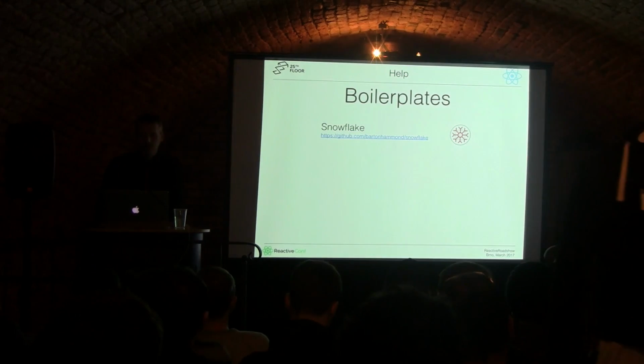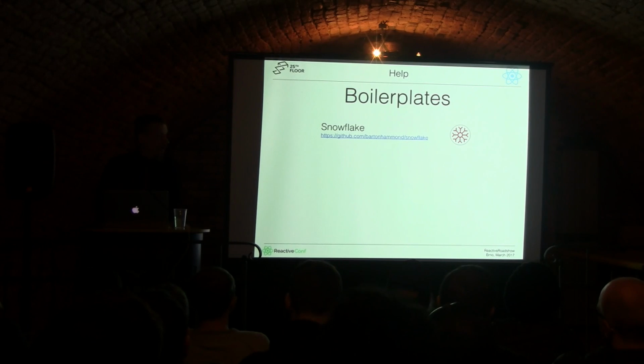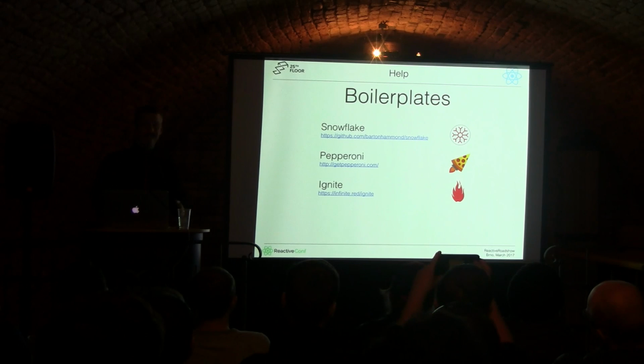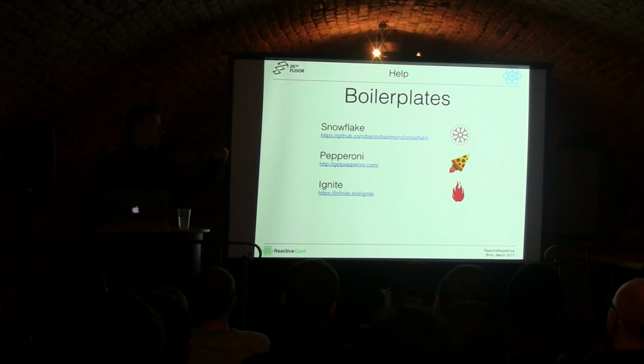So, a couple of boilerplates. There is Snowflake. It's a starter app boilerplate. It comes with an example for React Native with Redux, React Native router, Jest tests, and Hapi server. Pepperoni is more or less the same, a similar starter app. Ignite is a CLI, a generator for boilerplates and plugins. So you don't have to copy the files or check out a boilerplate, but you can just generate stuff into your project.